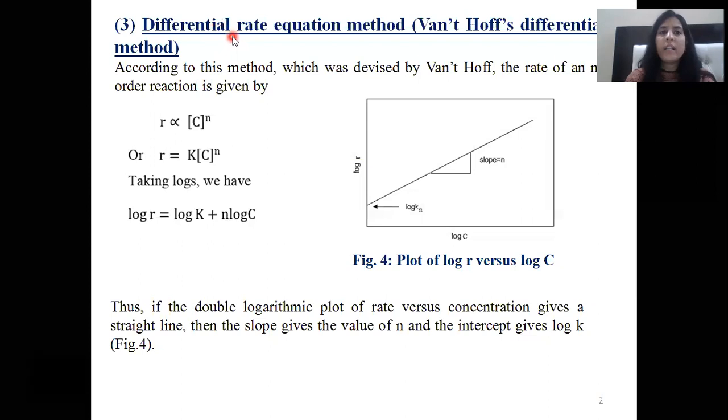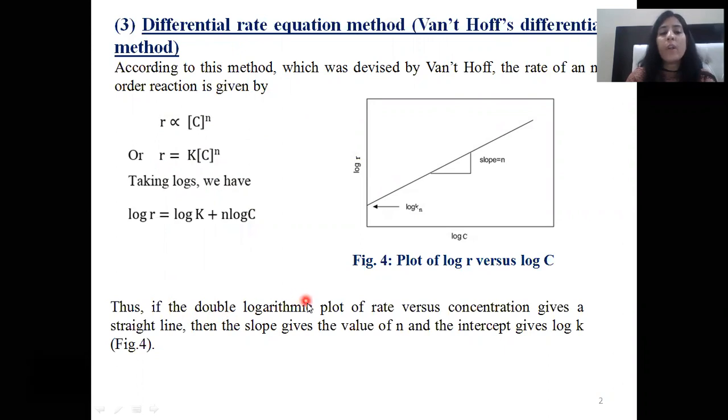This is the differential rate equation method. This is also called the van't Hoff differential method. According to this method, which was devised by van't Hoff, the rate of nth order reaction is given by R is proportional to C raised to the power n. R is equal to K C raised to the power n. Taking log on both sides, we get log of R is equal to log of K plus n log C.